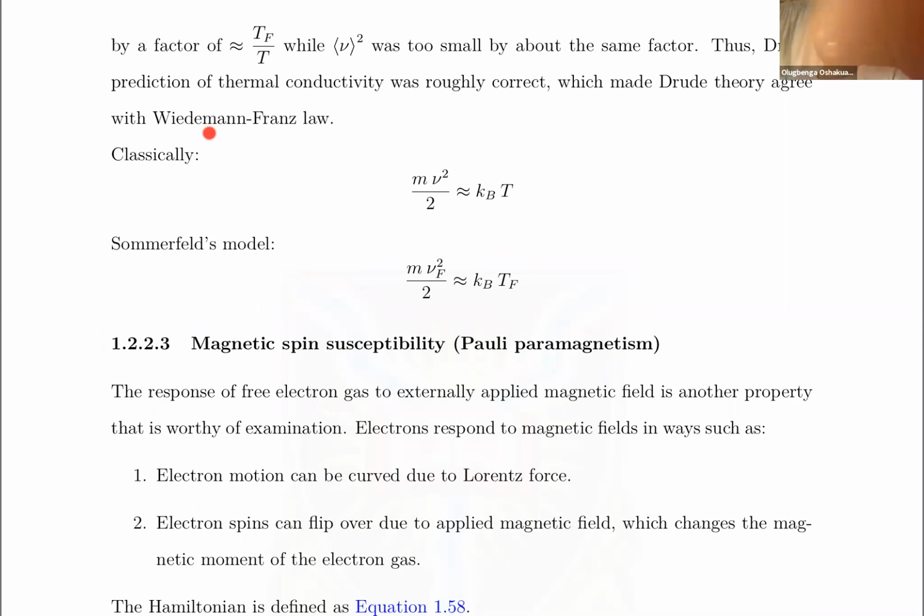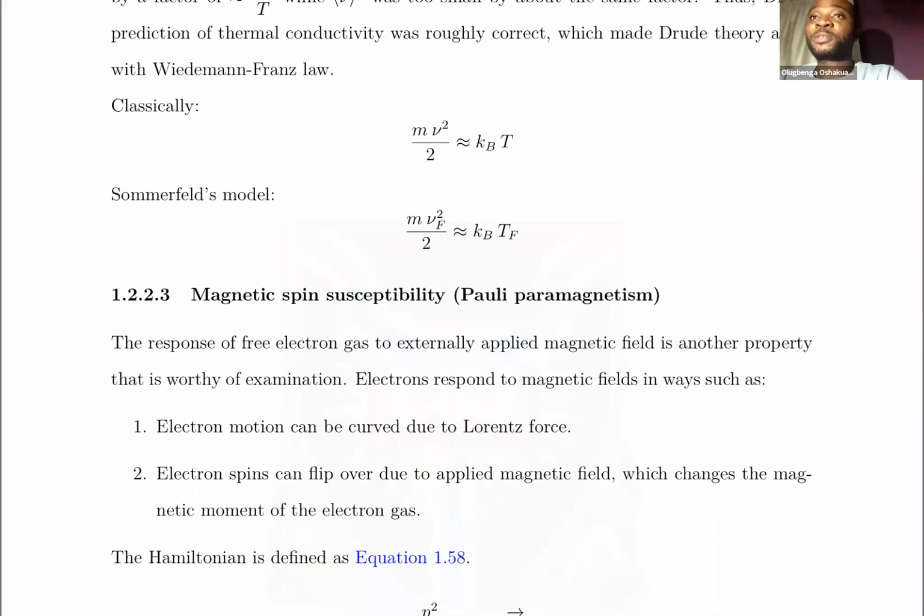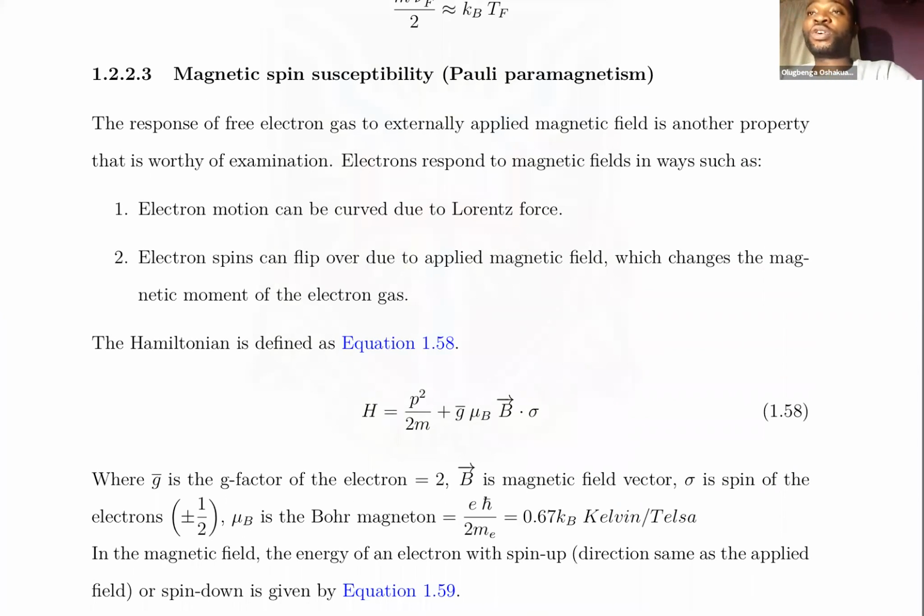So let's move straight to magnetic spin susceptibility, also known as Pauli paramagnetism. And what this aspect is concerned with is the property of free electron gases: how do they respond to an externally applied magnetic field?